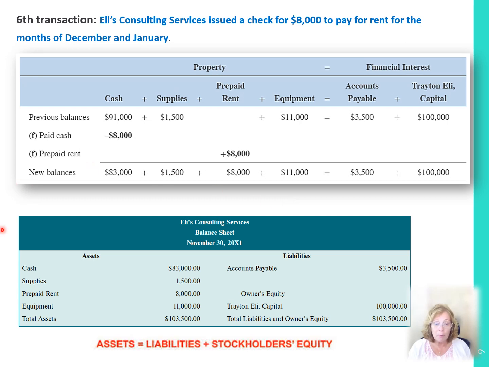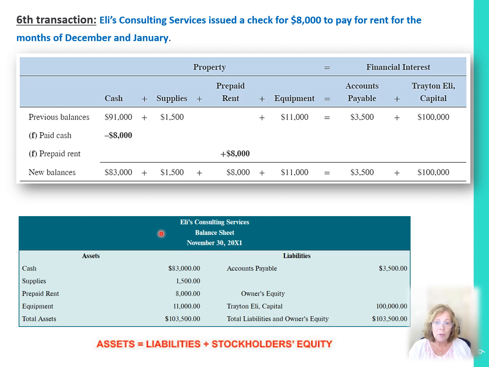So we prepare our first financial statement, the balance sheet, by listing all property accounts as assets. And on the other side of the balance sheet, we list the financial interest accounts, such as liabilities, if money is owed to vendors or other creditors, and we list the money owed to the owners under owner's equity. The balance sheet shows the firm's financial position on a given date. In our example, it's November 30th, 2021.